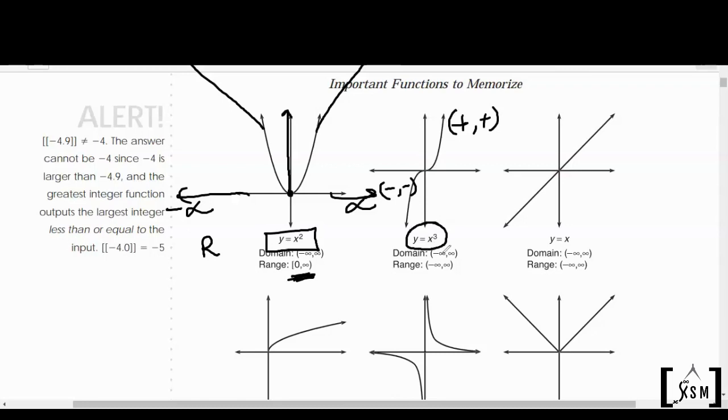And the domain is all real values because it keeps going on the left and keeps going on the right. The range is also all real values because it keeps going down and keeps going up. So all real values is the range and all real values is the domain.